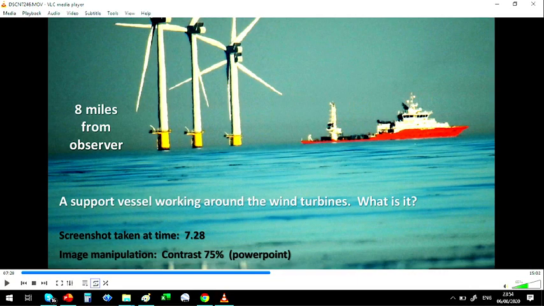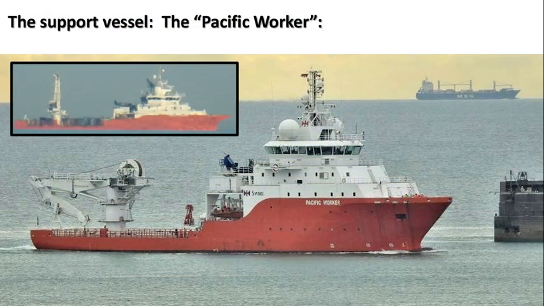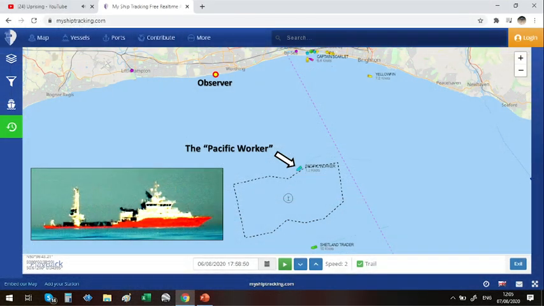A support vessel working around the wind turbines. What is it? Screenshot taken at time 7:28, image manipulation contrast 75%. Wind turbines 8 miles from observer. The support vessel, the Pacific Worker. The Pacific Worker on myshiptracking.com.